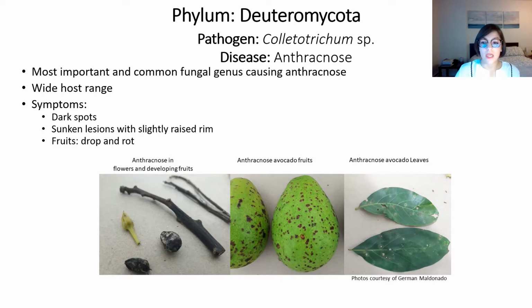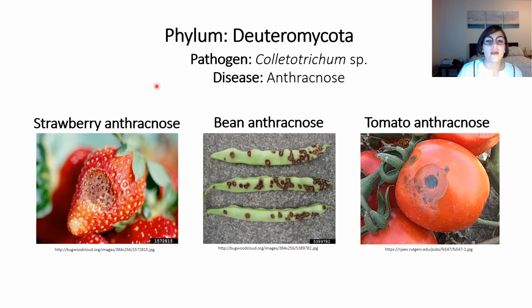they rot. In the slide, we can see different photographs of anthracnose in avocado. Here, we have how it affects flowers and developing fruits, so they mummify and fall from the tree. In mature avocados, it causes these circular lesions, and the same on the tree leaves. The typical symptoms on strawberry are these sunken lesions, the same that we can see in bean, and on tomato. They're usually very circular lesions which are sunken with this upper rim.